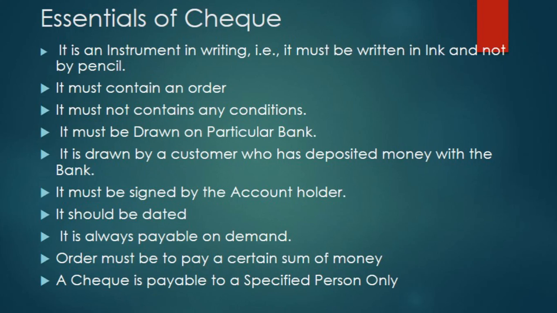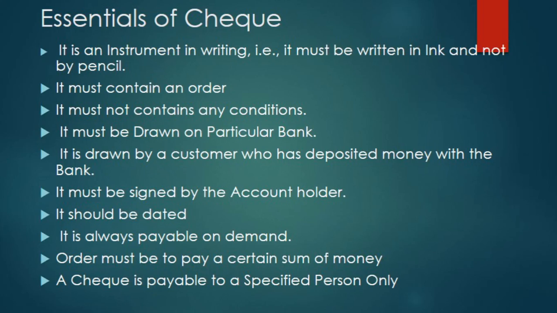The second feature of a check is it must contain an order. Check must contain an order to pay money and not a request to pay money. To express the order for payment, the term order need not be used. The order can be conveyed in the check by writing pay or pay to before the name of the payee.